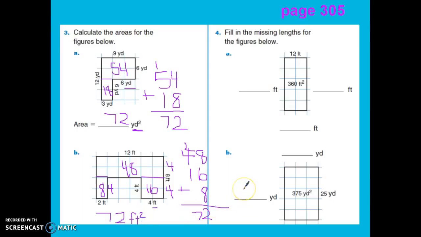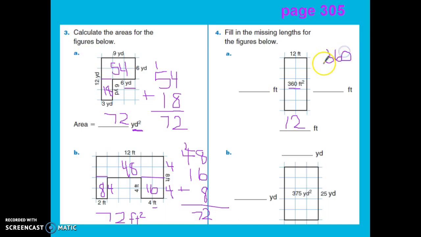Alright. Now, these last two problems we also need to think backwards a little bit. They've given us the area. So we know that total inside the shape it's 360 feet squared. We know that the base is 12, because the top is 12, so we know the bottom is 12. So 360 divided by 12.